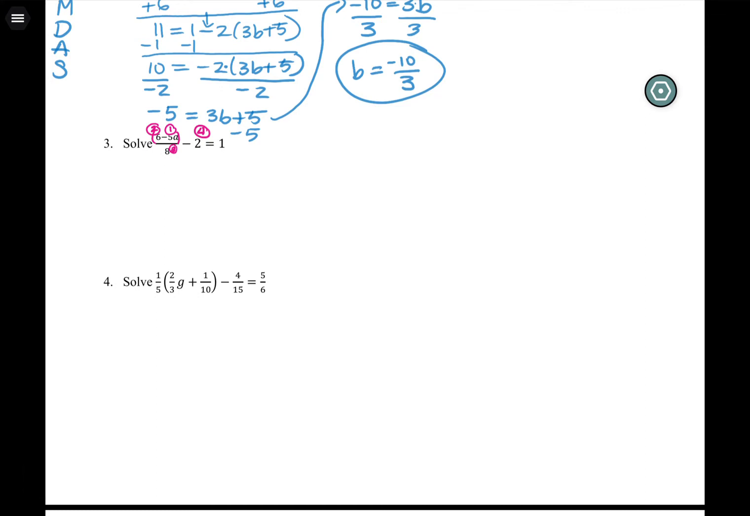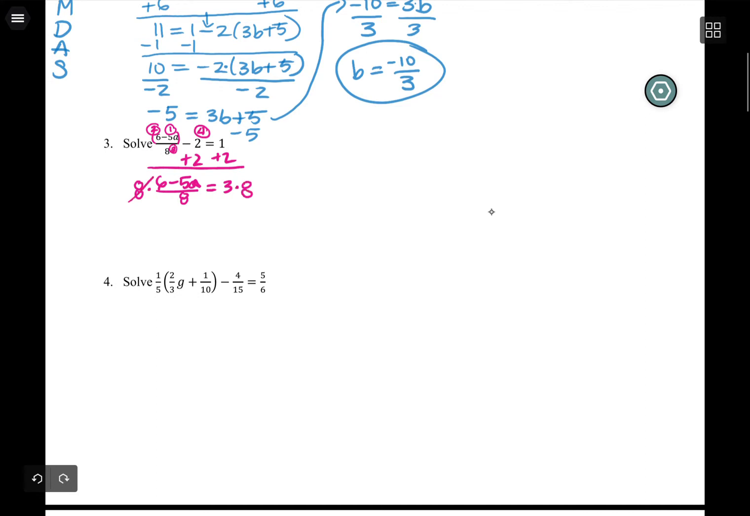I want to undo the subtraction. So I'm going to add 2 to both sides. I'm going to get 6 minus 5a over 8 is equal to 3. It should be an a. Okay, looking back now, the next thing that I need to tackle is the division by 8. To get rid of division by 8, you would multiply by 8.